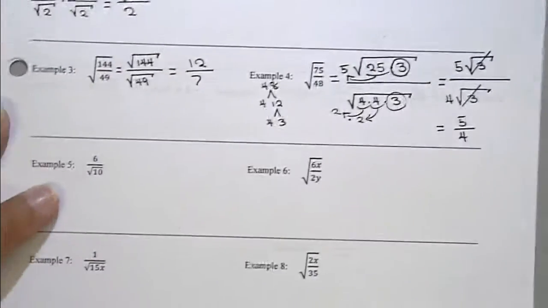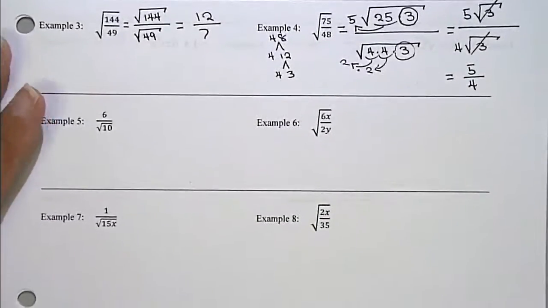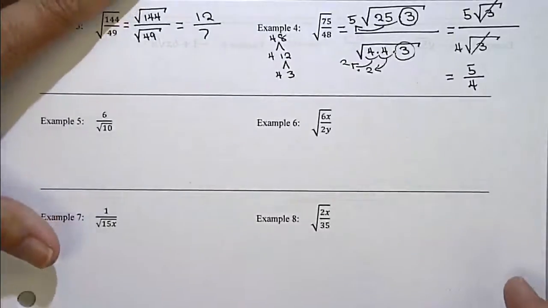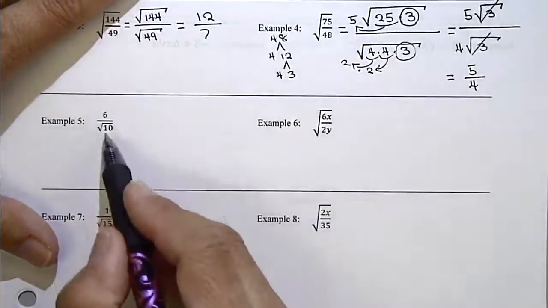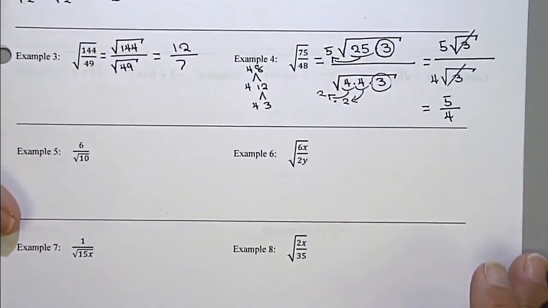Now, let's take a look at number 5. I'm going to have to move faster than I'm moving, so everybody wake up, okay? I know it's 8 o'clock. 6 over the square root of 10. They're not going to let me leave the square root of 10 down there, okay?